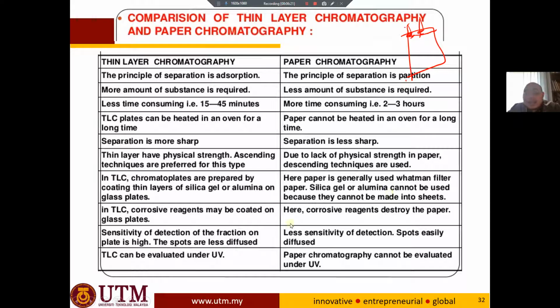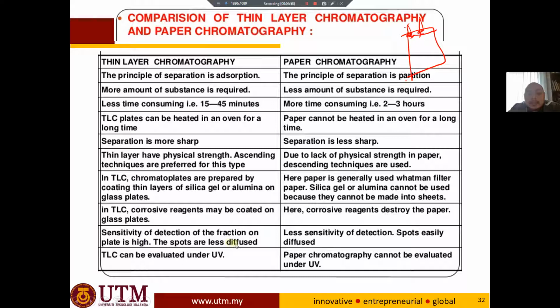it's not sturdy enough. Okay, in TLC, corrosive reagents may be coated on the glass plate. That is the best thing. For example, you have some corrosive solvent or corrosive analyte as well. You can test using TLC. But if your analyte is a little bit corrosive and you put it on the paper, of course it will destroy the paper. That's the other reason why thin layer chromatography is much more preferred compared to paper chromatography.